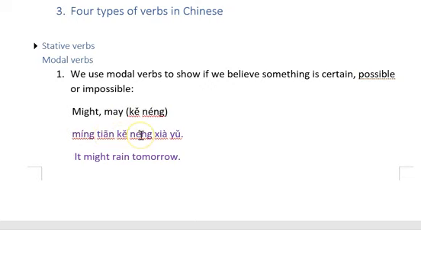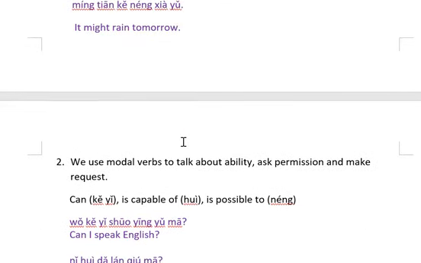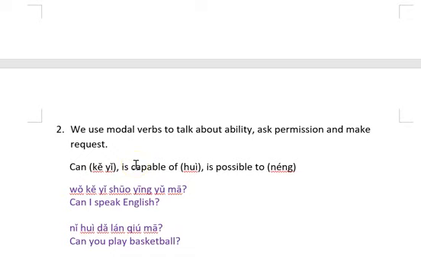可能 might 下雨 rain. Tomorrow might rain. 明天可能下雨. The second examples are the modal verbs used to talk about capability, asking permission, and making requests. In English, we have can, is capable of or is possible to do something.